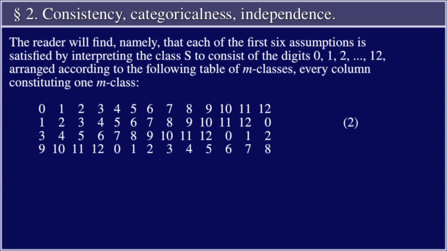Table 2, read by columns: 0, 1, 3, 9; 1, 2, 4, 10; 2, 3, 5, 11; 3, 4, 6, 12; 4, 5, 7, 0; 5, 6, 8, 1; 6, 7, 9, 2; 7, 8, 10, 3; 8, 9, 11, 4; 9, 10, 12, 5; 10, 11, 0, 6; 11, 12, 1, 7; 12, 0, 2, 8.